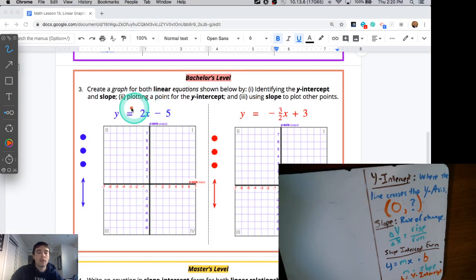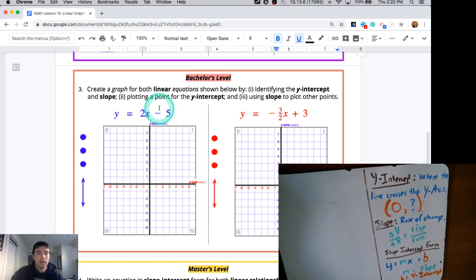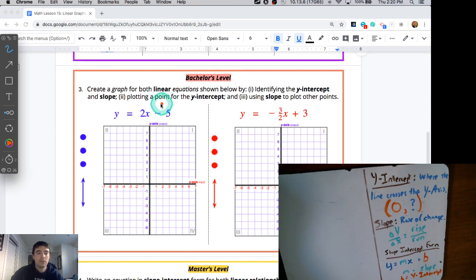So our first job here is to identify the y-intercept and the slope. For this graph, I'm going to be graphing y equals 2x minus 5. That's going to be the blue graph that I'm trying to make. First I want to identify my y-intercept, and I'm going to circle that y-intercept right here. So for the blue graph, we have a y-intercept value of -5. This blue graph is going to have to start out with a y-intercept of -5, and then our slope is going to be that 2 over there.